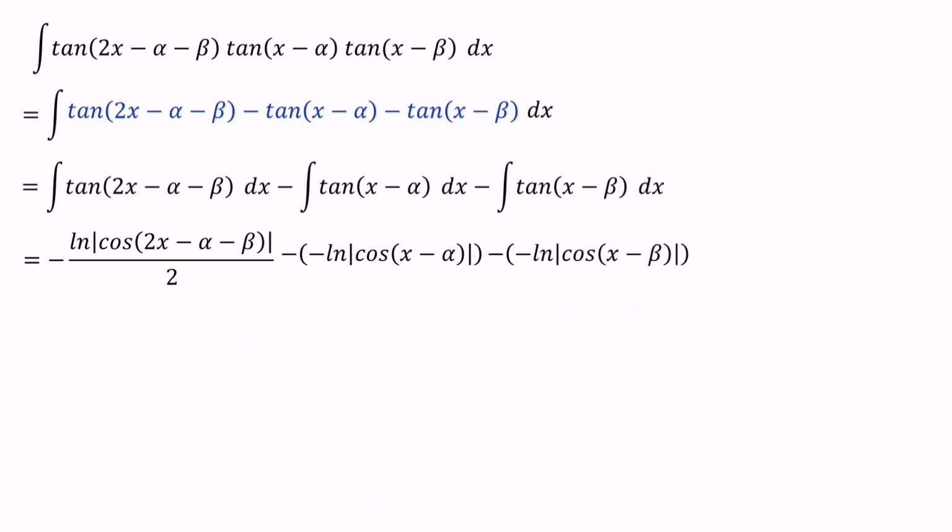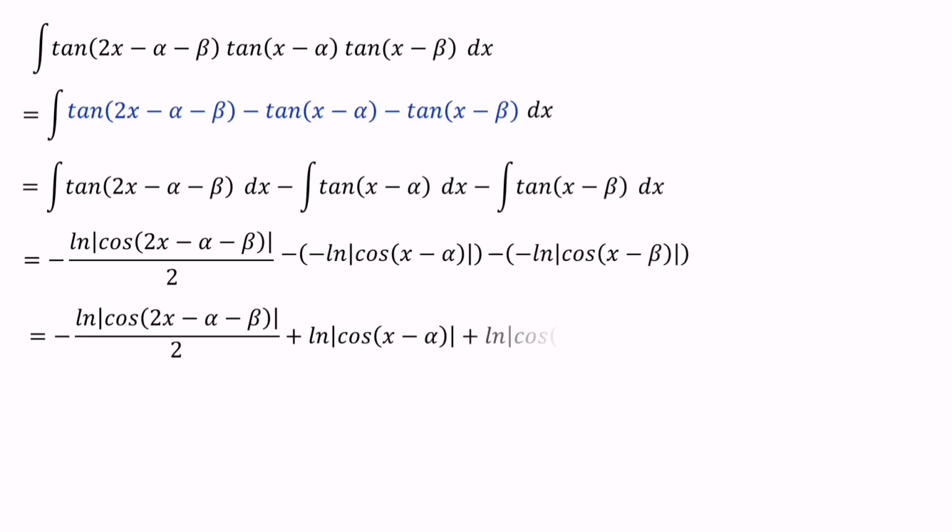Then finally, we get minus ln modulus cos(2x minus alpha minus beta) over 2 plus ln modulus cos(x minus alpha) plus ln modulus cos(x minus beta).